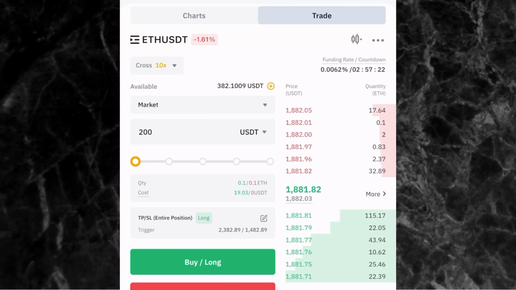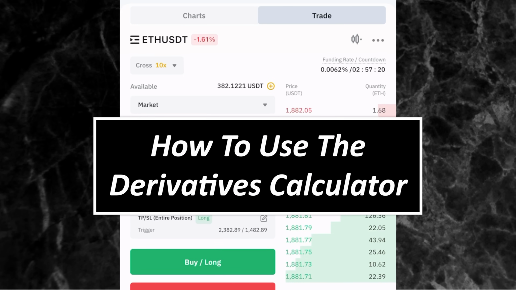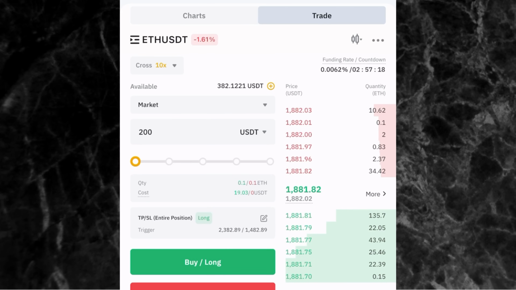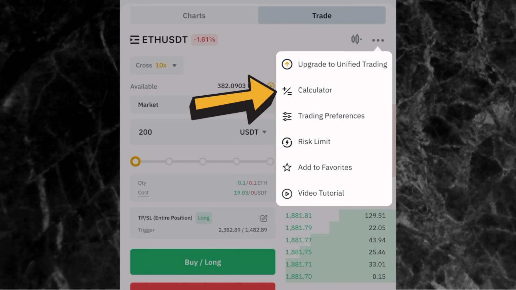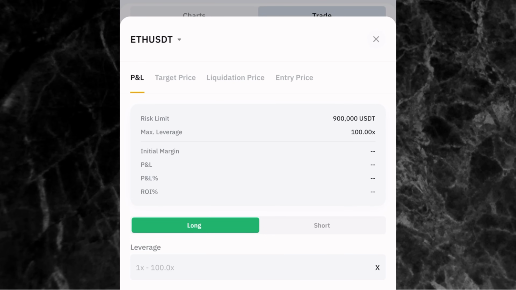Now the last part of this video is how to use the derivatives calculator on the app. Now to do that, you come right here to where you have these three dots at the top right corner. Once you tap on it, you see where you have calculator. So you tap on it. Now this is where you can calculate your P&L, your target price, liquidation price, and your entry price. Now let's say, for example, you want to calculate your P&L. P&L means profit and loss.